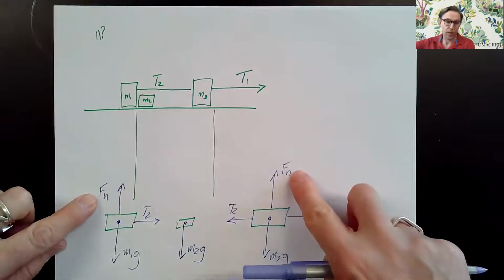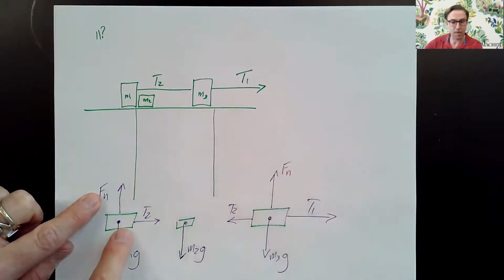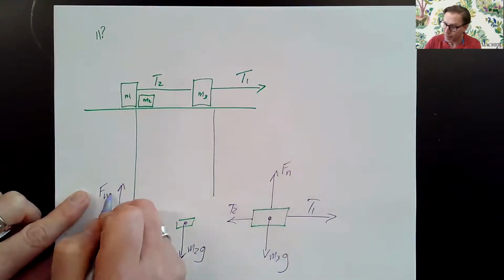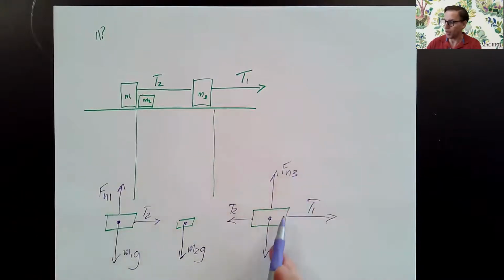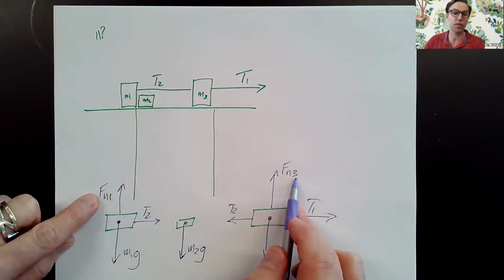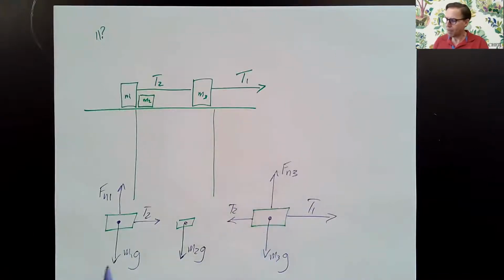And this was also a normal force, but I don't know if the table's pushing this block up with the same number of newtons as it pushes this block up. So I'm going to call this Fn1 and this Fn3. The table pushes block 3 up, and so those are just two different normal forces. The table can push different things up with different numbers of newtons. And you might be feeling like that's all. There's actually one more force, but I'm going to put that on pause for now.